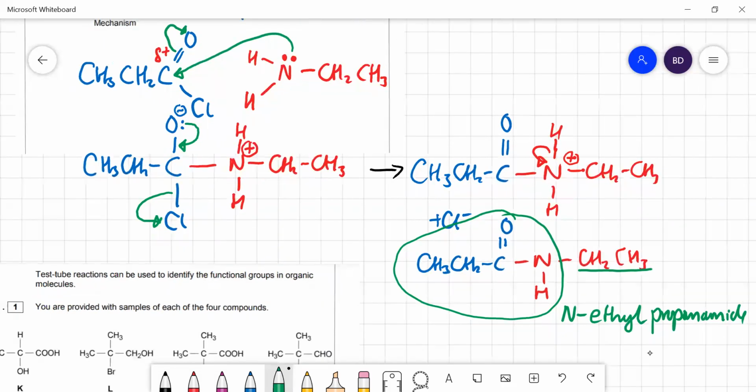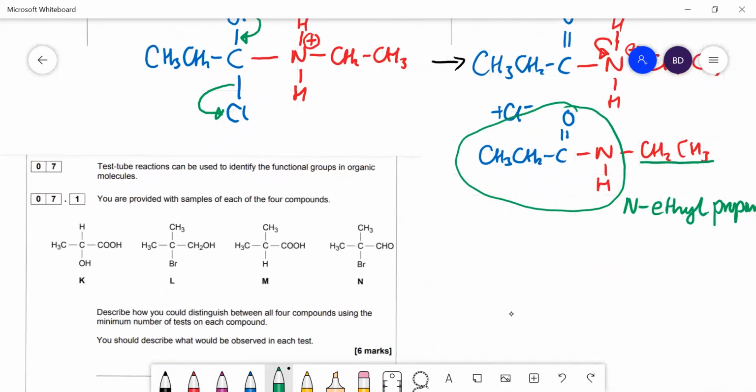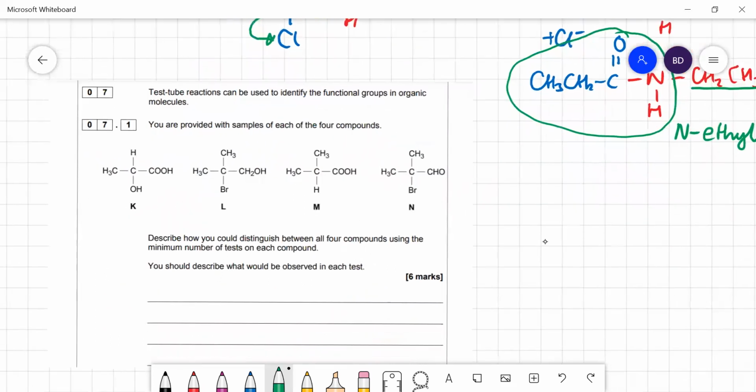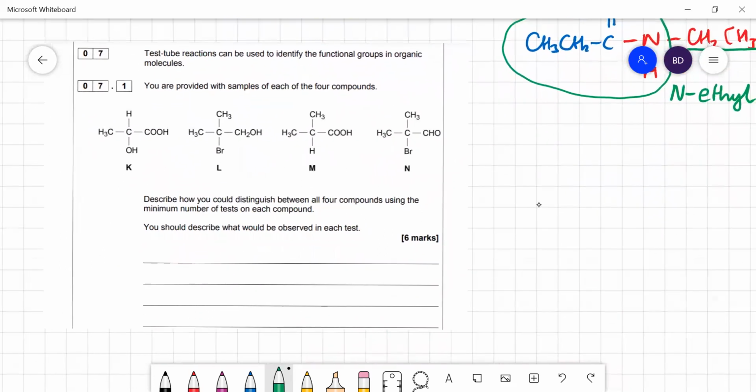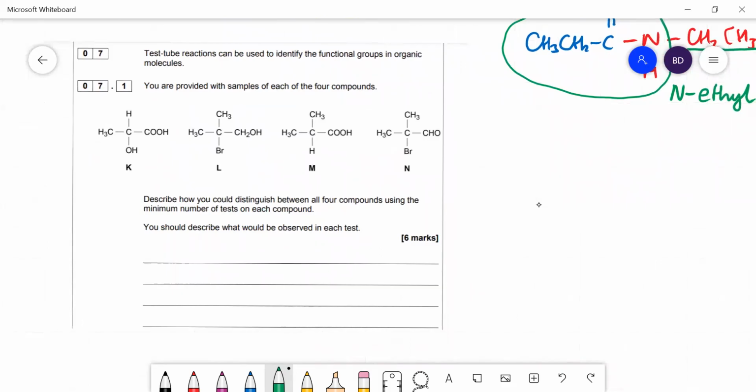Okay, now, the last question before we stop this video, because it's getting quite long. Test tube reactions can be used to identify functional groups. You're provided with samples of each of the 4 compounds. Describe how you could distinguish all 4 compounds using the minimum number of tests, and describe what is observed in each test. Now, there's a few different ways of doing this. I won't do all of them because it's quite long, but I'll do a few of them.